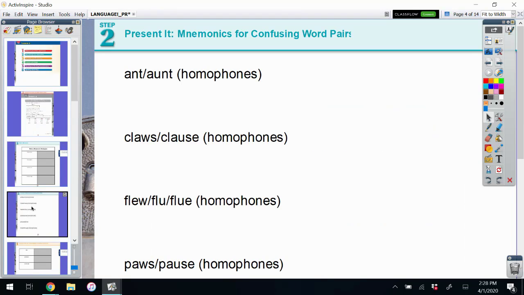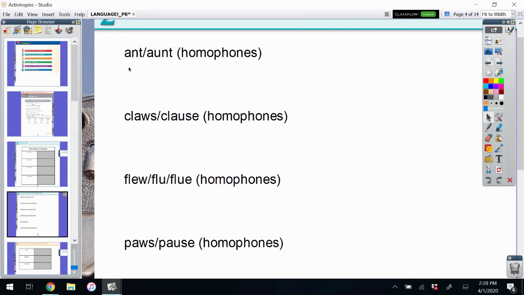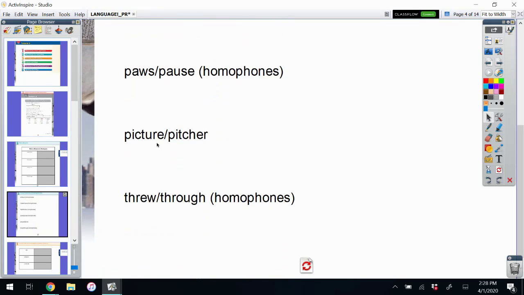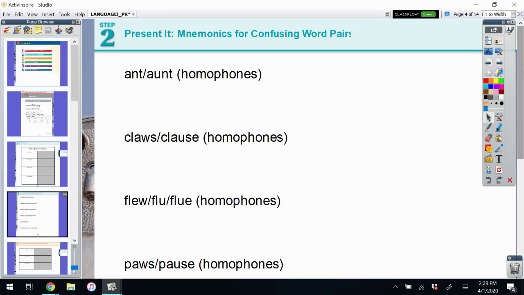Look at these confusing word pairs. We have homophones such as aunt and aunt, or aunt, as some people say, claws and clause, the flu or flew, pause and paws. These words are picture and pitcher, and through and threw. What I'd like you to do is to create a mnemonic for 3 of these word pairs. Choose any 3, create the mnemonic, and share it with me.